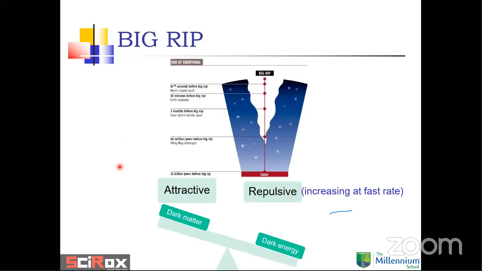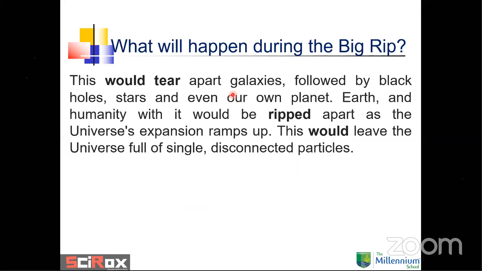The third death, called the Big Rip, will be the most painful death of our universe. In this case, dark energy will be more than the dark matter, just like in the case of the Big Freeze. But the amount of dark energy in our universe will be so large that the repulsive force will rip everything apart. This would tear apart galaxies, followed by black holes, stars, and even our own planets. Earth and humanity with it would be ripped apart, leaving the universe full of single disconnected particles.